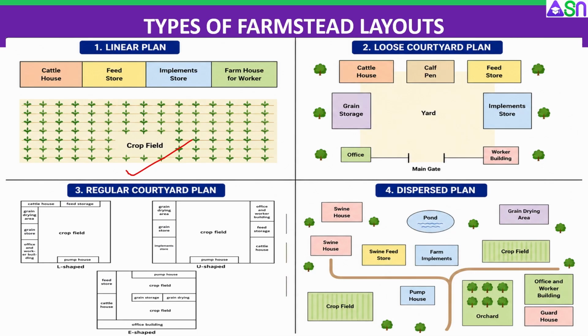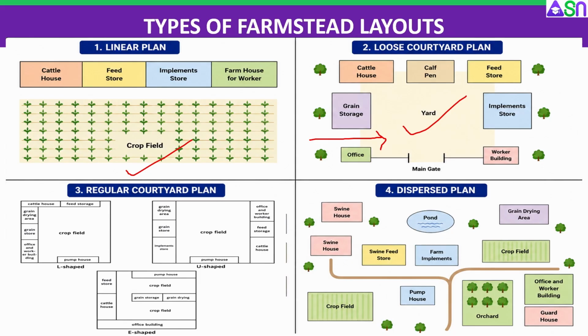In a loose courtyard plan, the buildings are arranged around a central yard, but they do not completely enclose it. The buildings are generally detached from each other and loosely arranged, leaving occasional gaps between them. This open arrangement provides easy access to the yard, good ventilation to the buildings, and a sufficient working space. The central courtyard serves as the main working area of the farmstead, where daily activities like feeding, loading, unloading, and movement of animals take place.